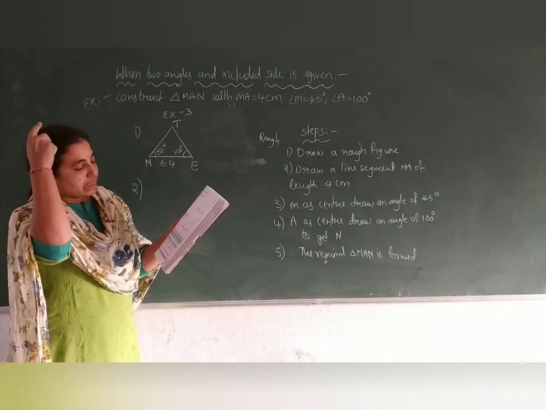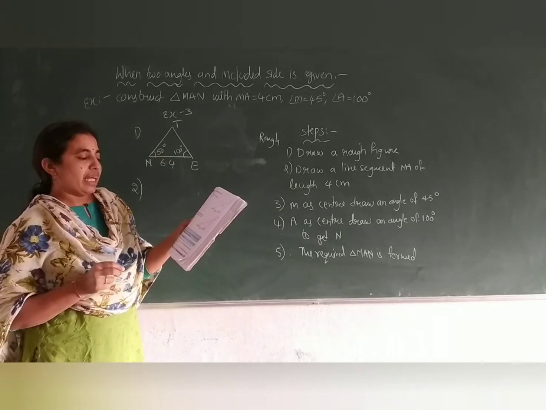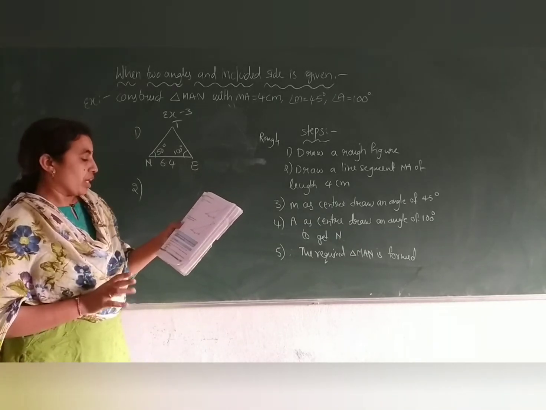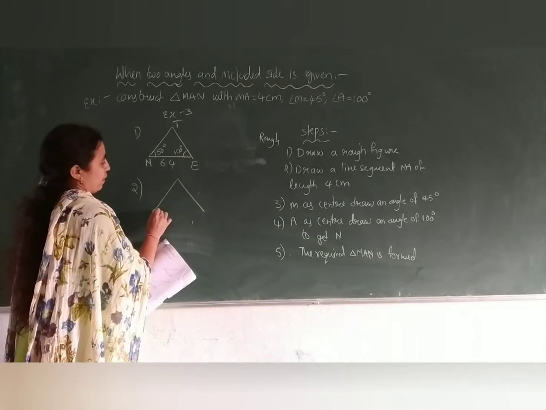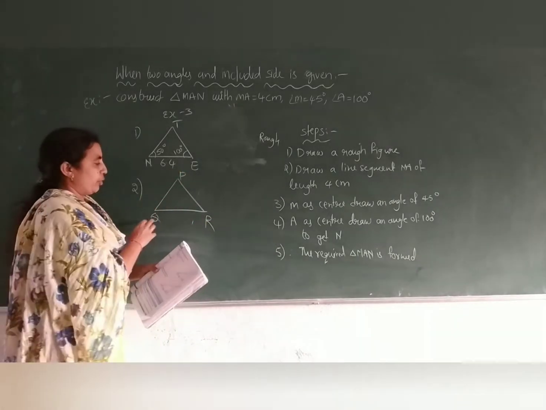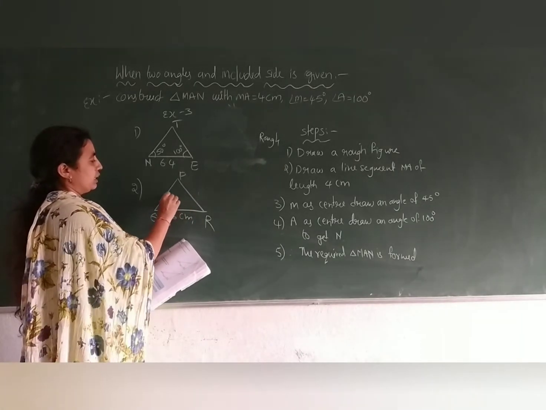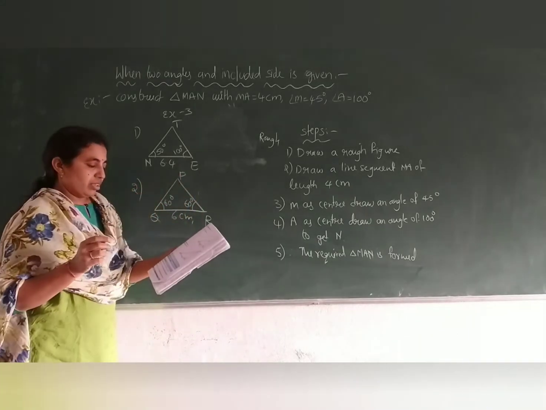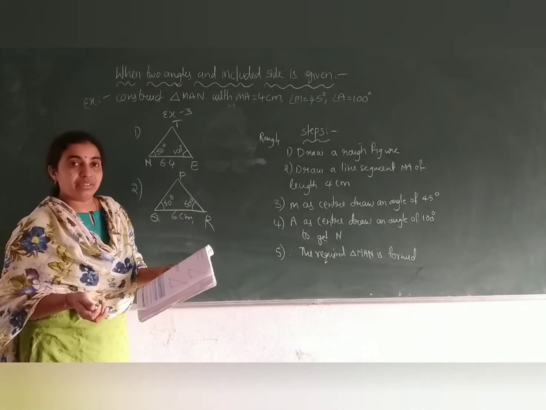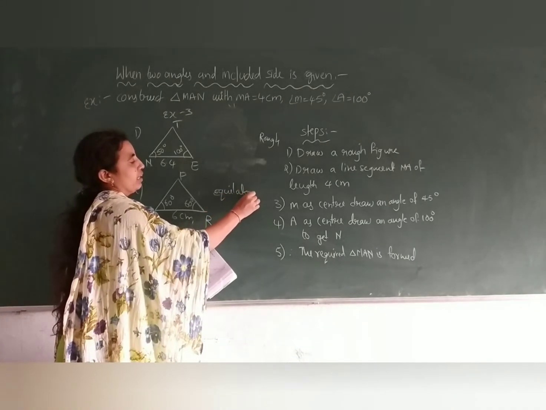Second, construct triangle PQR such that QR 6 cm, angle Q and angle R 60 degrees. Measure the other two sides of the triangle and name the triangle. See, this is P and QR is given as 6 cm, angle Q 60 degrees, angle R 60 degrees. Obviously, 60-60 means the other angle also you will get 60 degrees. That means the triangle is equilateral. You will get an equilateral triangle.